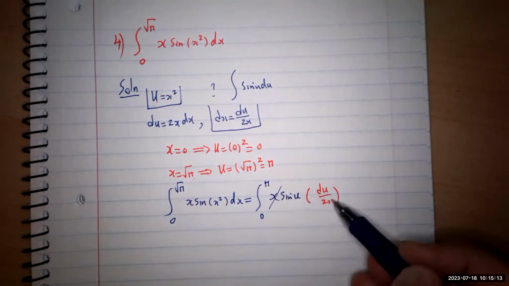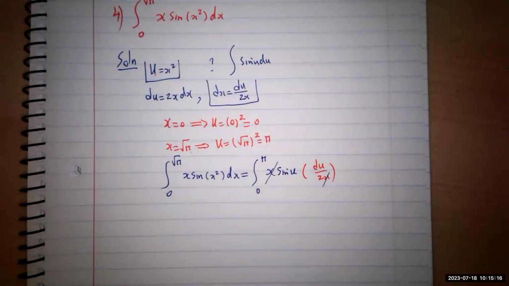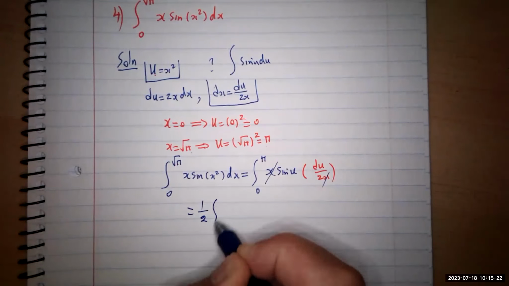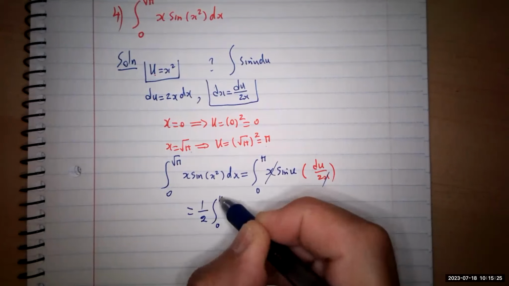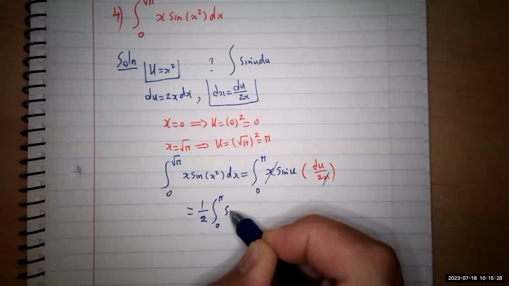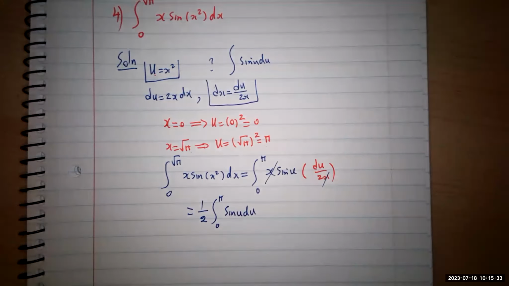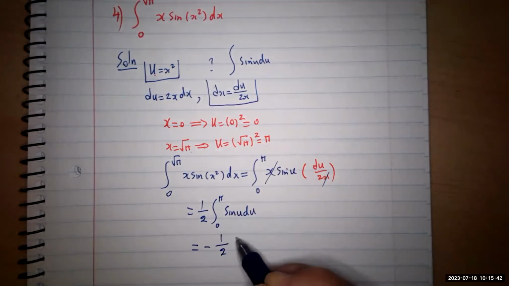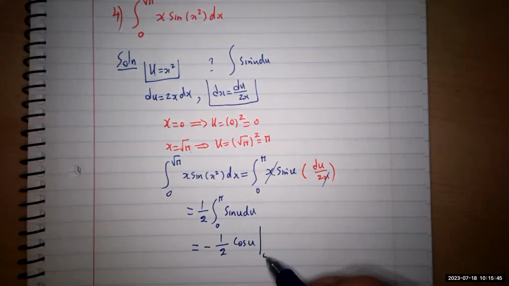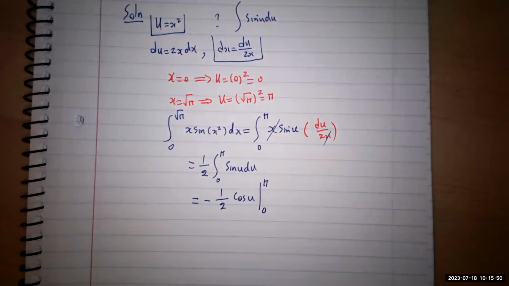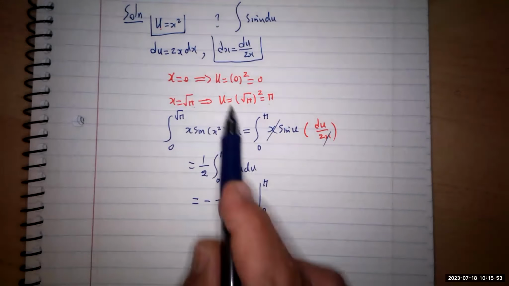Simplify. Left over a half. So it's going to be 1/2 integral from 0 to pi of sine u du, as you targeted. Integral of sine, you know, is negative cosine. So it's going to be negative 1/2 cosine of u, evaluated from 0 to pi. Again, you don't have to go back and change it to x because you already changed the numbers.